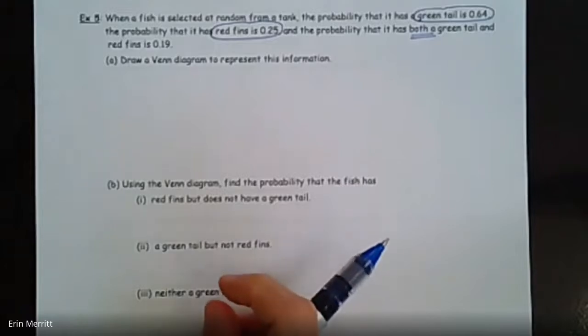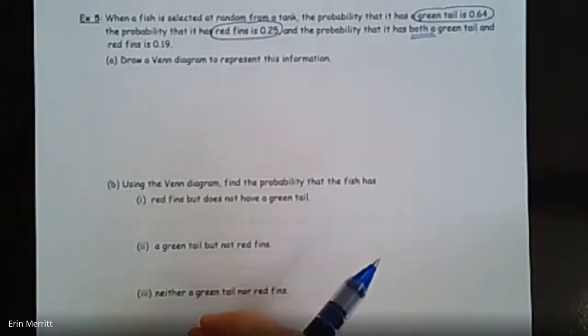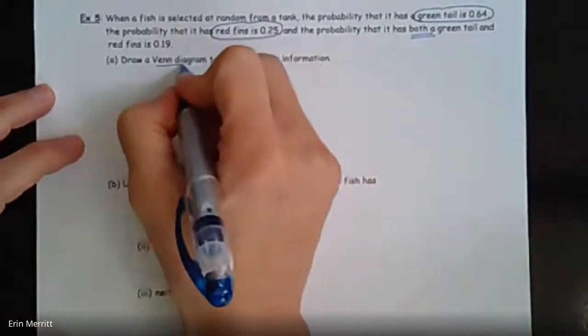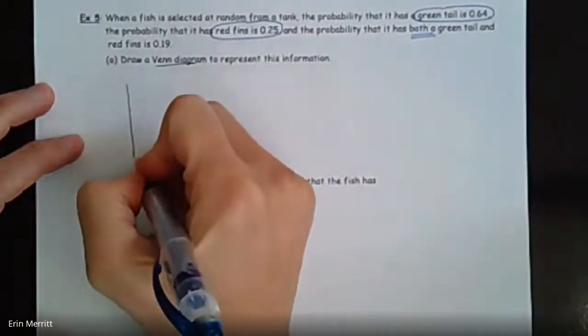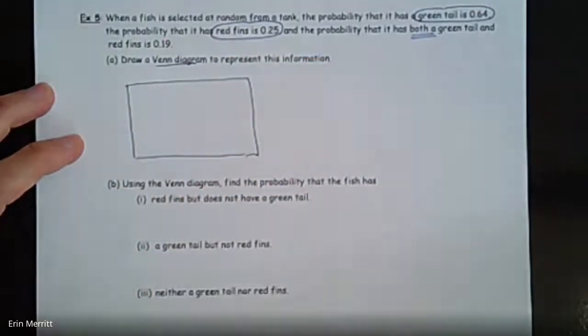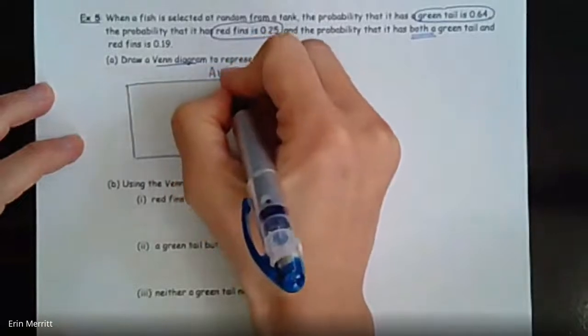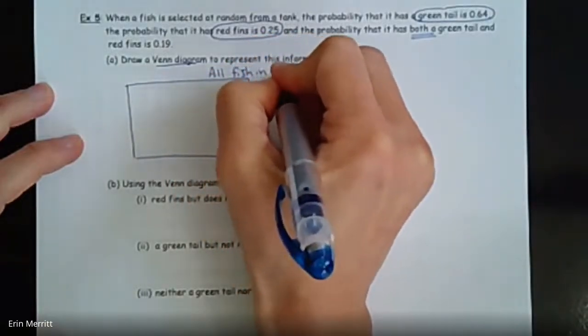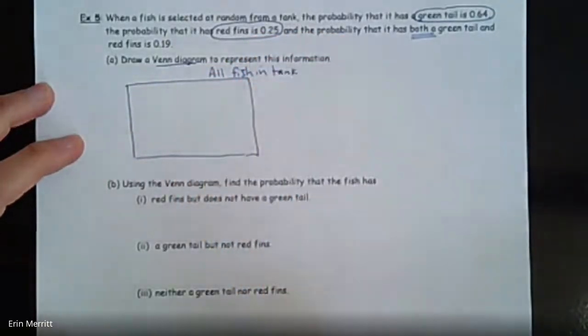So you can do a couple things with this. There's multiple ways to show this. One way is with a Venn diagram. Another way is with what's called a two-way table. So we're going to show both of those. So the first one, a Venn diagram, means draw the big universal set here, right? So this is essentially like all the fish in the tank. You don't really have to label that. I just want to make sure you understand that, all right?